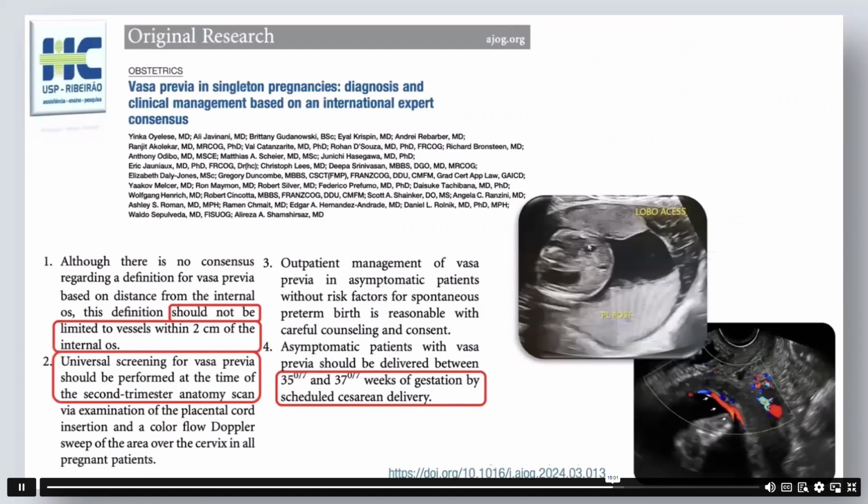We don't have lots of evidence-based conclusions and recommendations about vasa previa, but we have some recommendations from specialists. We should not adhere to this limit of 2 centimeters from the internal os. At every transvaginal ultrasound examination I turn on the Doppler and I look for vasa previa as far as I can see with my transvaginal examination. I usually recommend this universal screening for vasa previa. Every patient during the anatomy scan, I look for cervical length, I look for vasa previa, and I look for isthmus cervical and low placental implantation.